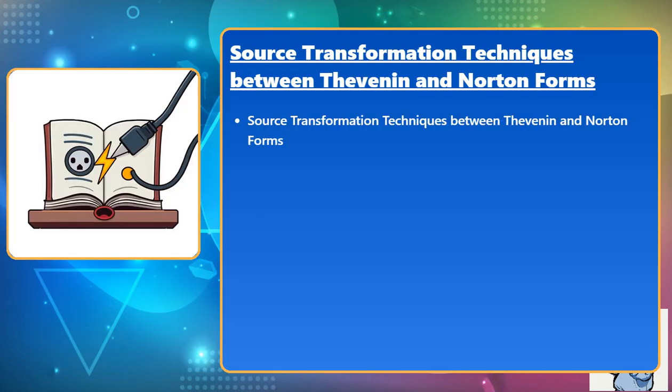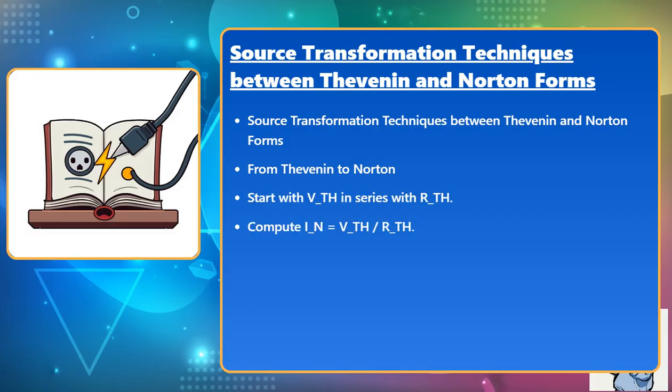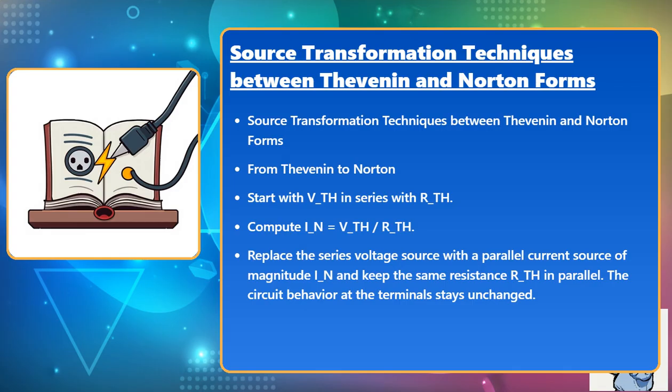Source transformation techniques between Thevenin and Norton forms. From Thevenin to Norton: start with V sub Th in series with R sub Th. Compute I sub n equals V sub Th divided by R sub Th. Replace the series voltage source with a parallel current source of magnitude I sub n and keep the same resistance R sub Th in parallel. The circuit behavior at the terminals stays unchanged.